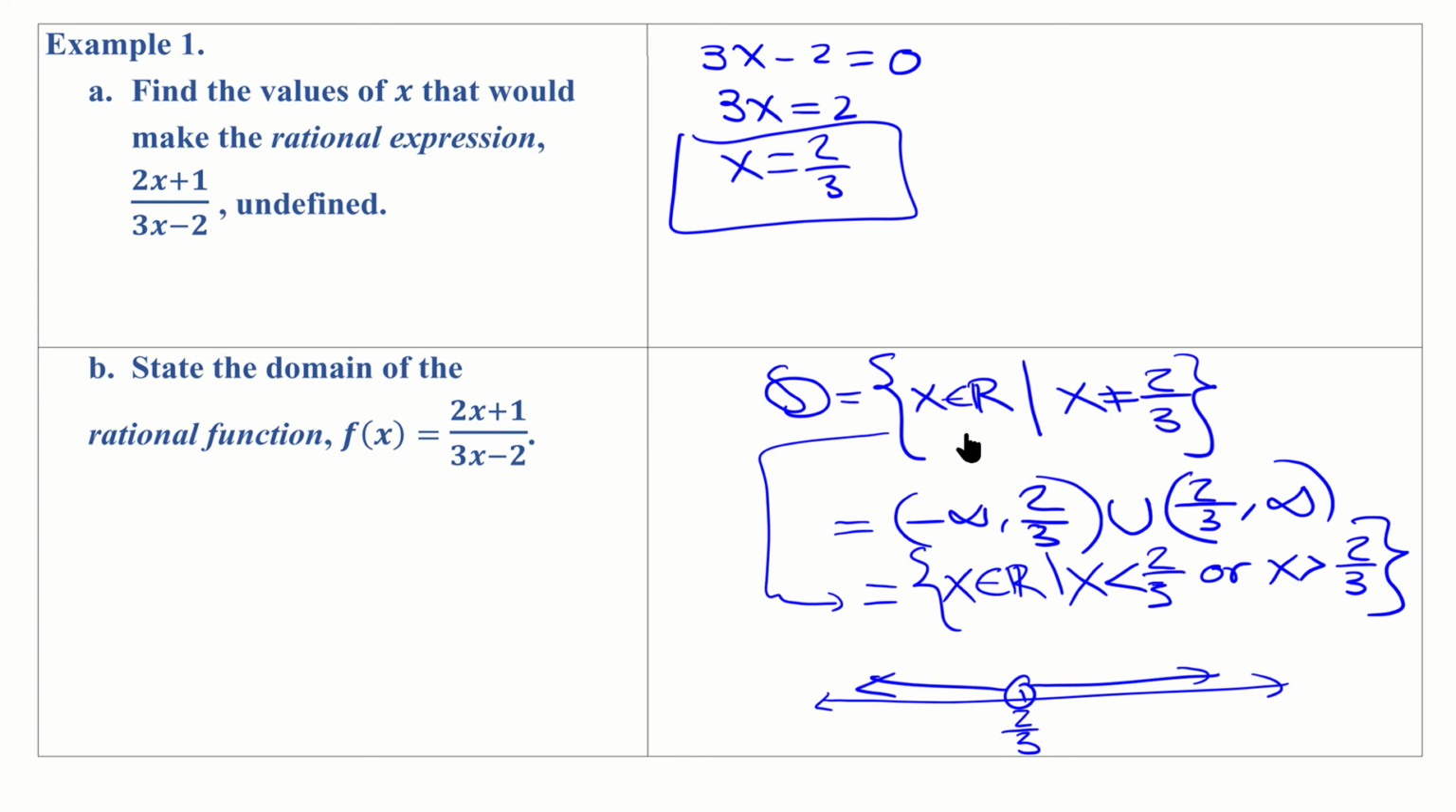This notation is called set builder notation because you don't actually put all the elements of the set in there, you describe them. You basically give instructions for how to build the set. That's why it's called set builder notation.